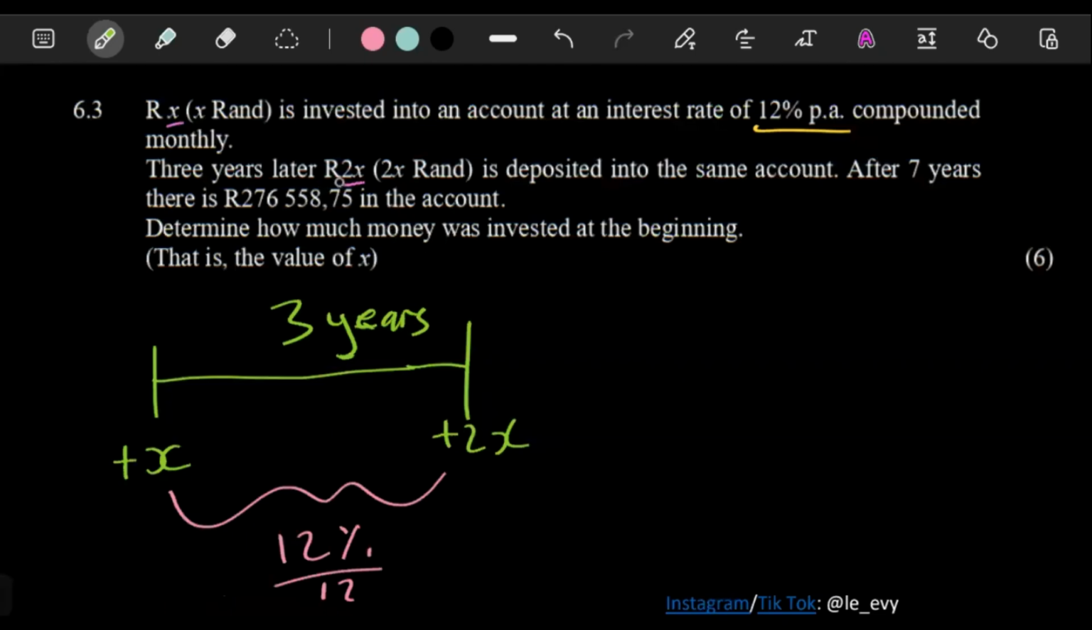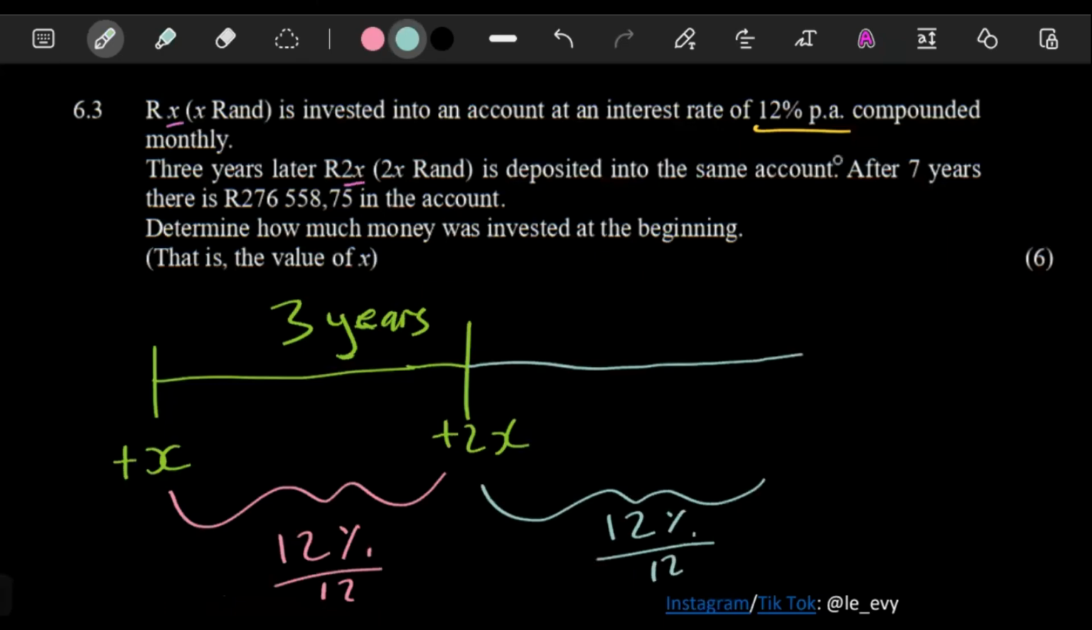So then here they say 3 years later, 2x rands is deposited into the same account. And you see here, they didn't say anything about the interest rate changing. So the interest rate is still the same, 12% per annum compounded monthly. Now they said after 7 years, there is this much in the account. So we know that here 7 years have passed. And in these 7 years, there is 276,558.75 in the account. Then they said determine how much money was invested at the beginning.